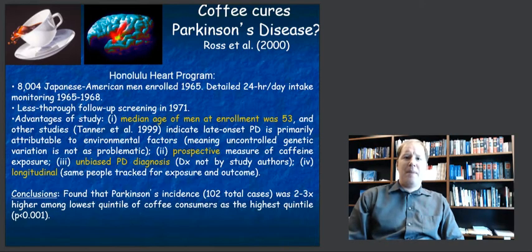So by knowing that the men in the study who were enrolled in this heart study were of an average age of 53, it was concluded fairly reliably that most of the conditions that they had, if they in fact contracted Parkinson's disease, would be due to environmental factors and not their genetics. So that confounder was controlled for by the design of this observational study.